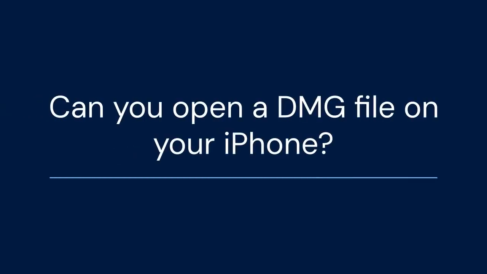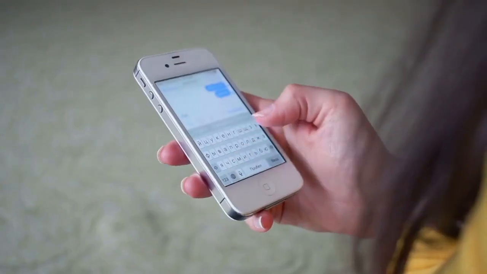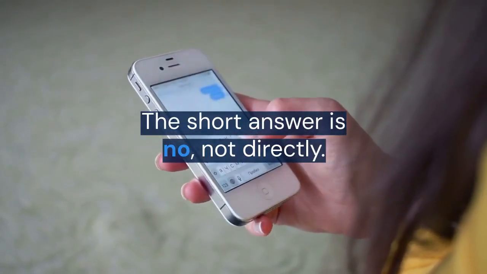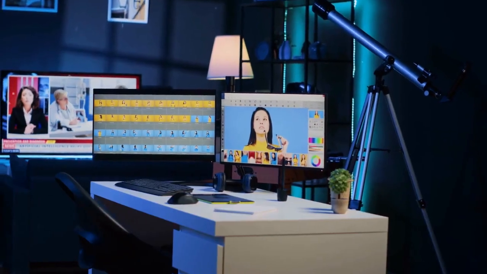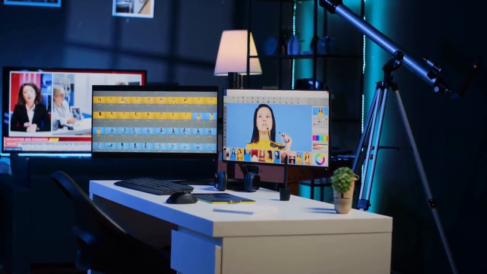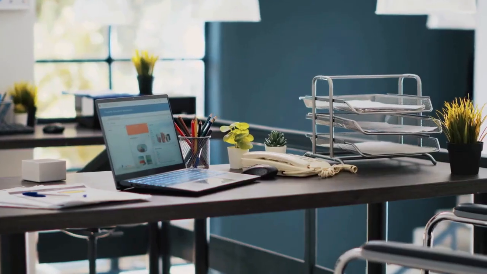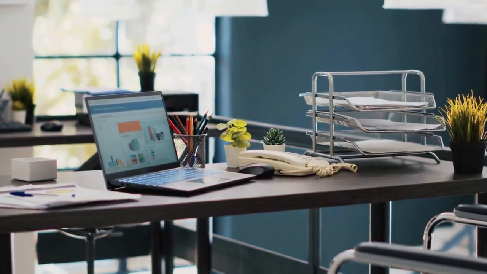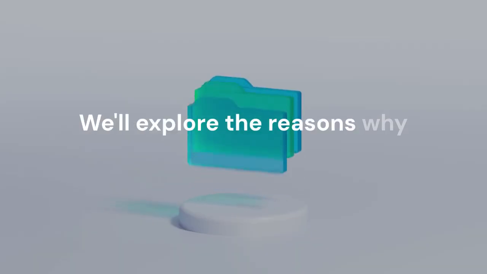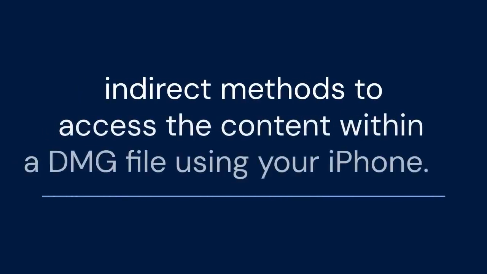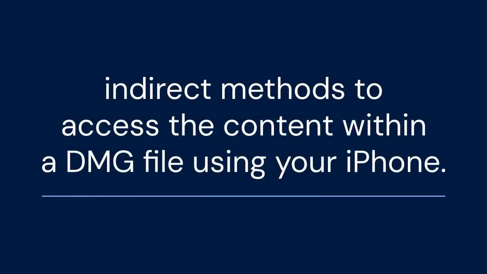Today, we're tackling a common question. Can you open a DMG file on your iPhone? The short answer is no, not directly. DMG files are disk image files primarily used by macOS. iPhones use a different operating system, iOS, and they don't have native support for DMGs. But don't worry. There are workarounds. We'll explore the reasons why you can't open them directly and then look at some indirect methods to access the content within a DMG file using your iPhone.